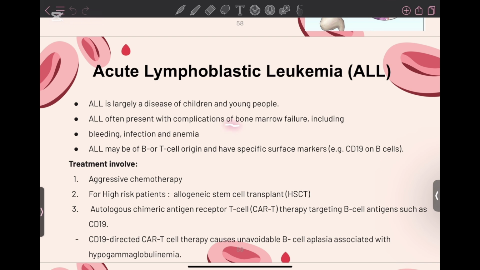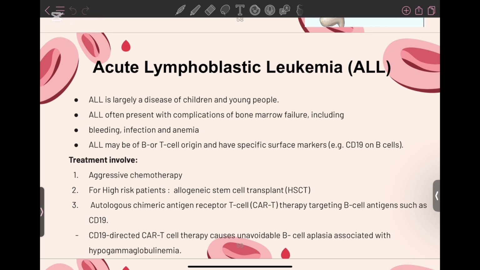It often presents with complications of bone marrow failure, including bleeding, infection, and anemia, as I just explained before, because of the massive amount of immature WBCs, so they will be more prone to infection. Yes, you do have a higher number of WBC, but they are immature and unable to perform their function. Anemia and bleeding is because of the reduction in the bone marrow ability to produce RBC and platelets.